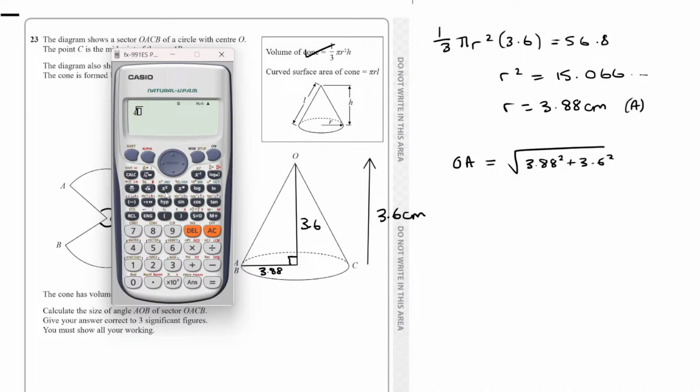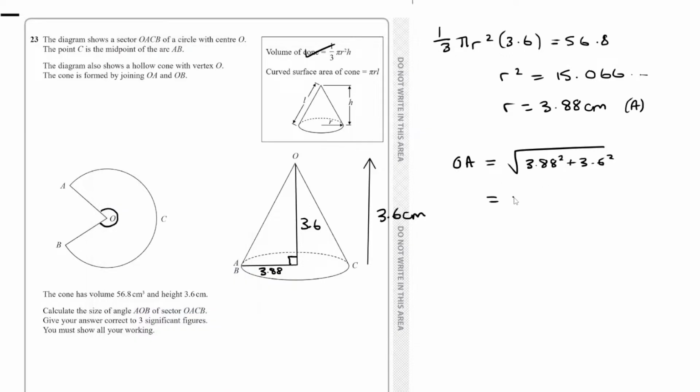So I've got my answer here. For now, I can just use the answer, but later on I can use the letter A. 3.6, not 3.5, squared, and obviously the square root of that. So OA, or L in that case, is 5.294, which again, I think I'm going to store that. Hang on, store B. So 5.294, which is in B.